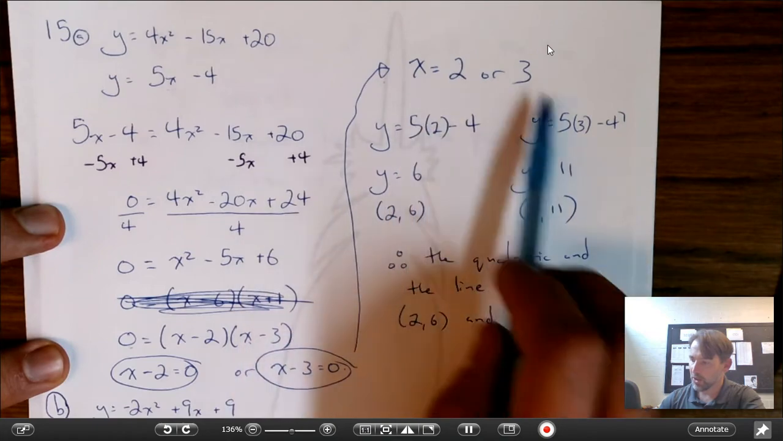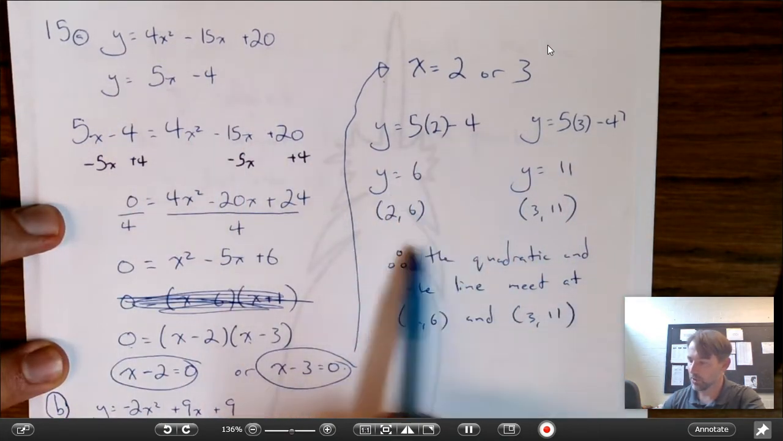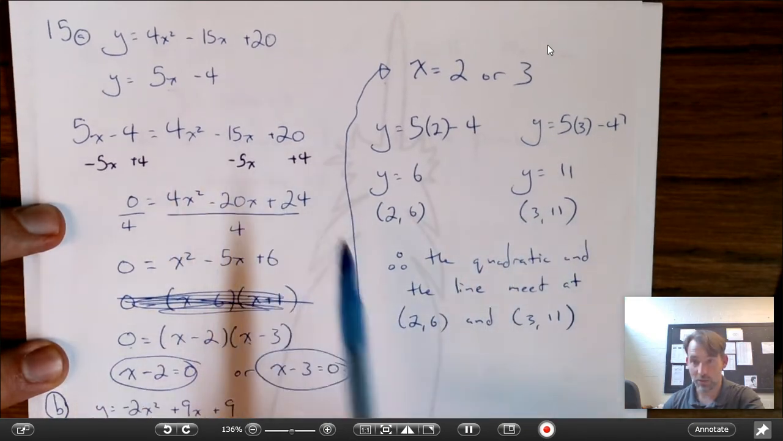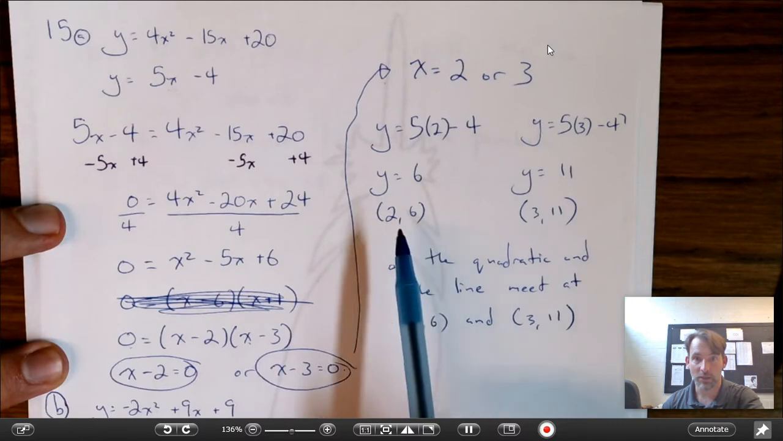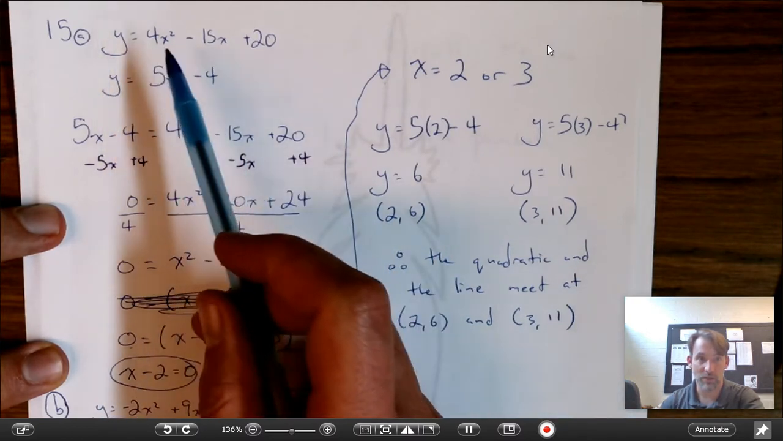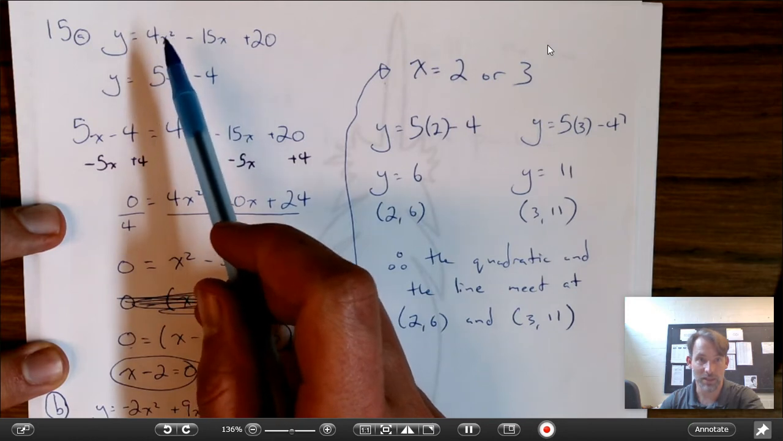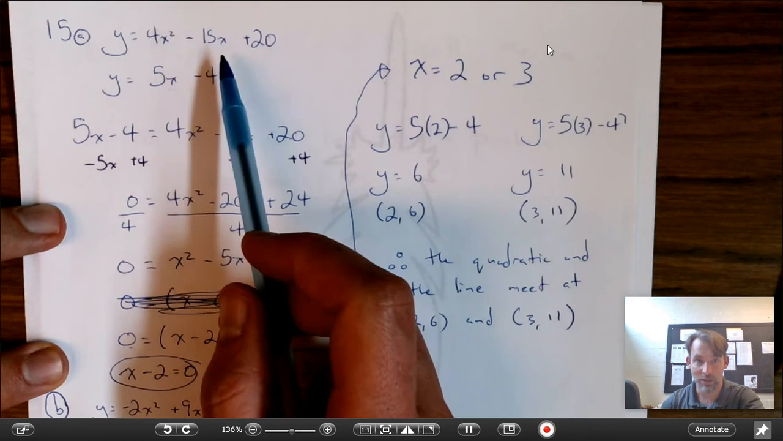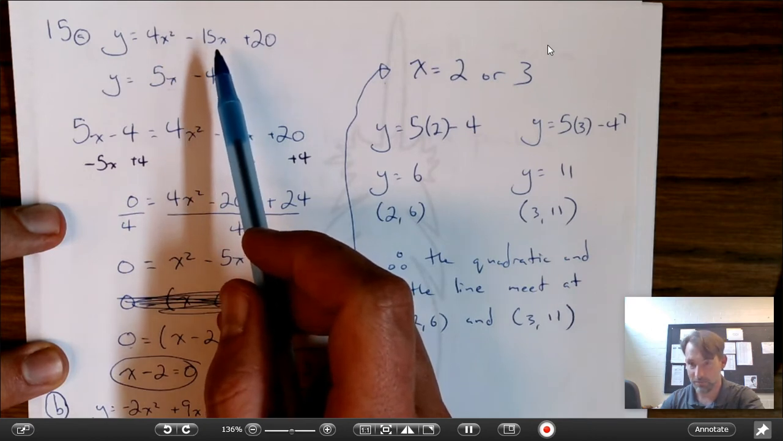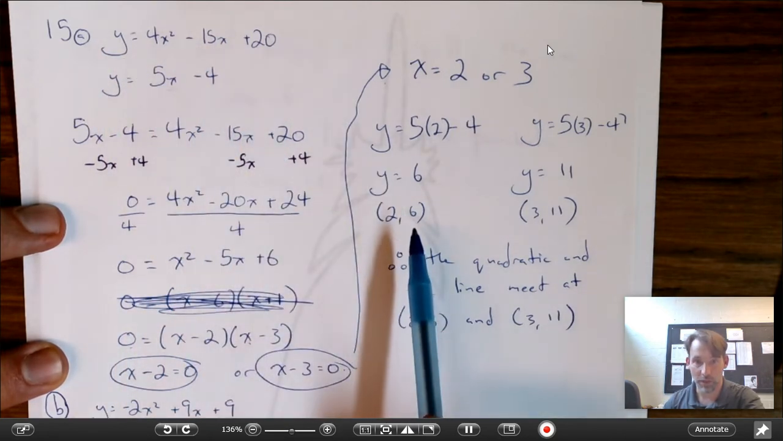You input those x values into either one of these equations, and then they will give you your solutions. To check your answers, check them both in the quadratic. So let's see, (2, 6). I put in 2 for x. 4 times 2 squared is 16. Minus 15 times 2 is 30. So 16 minus 30 gives us minus 14, plus 20 is plus 6. And that's indeed what we got there, 6.